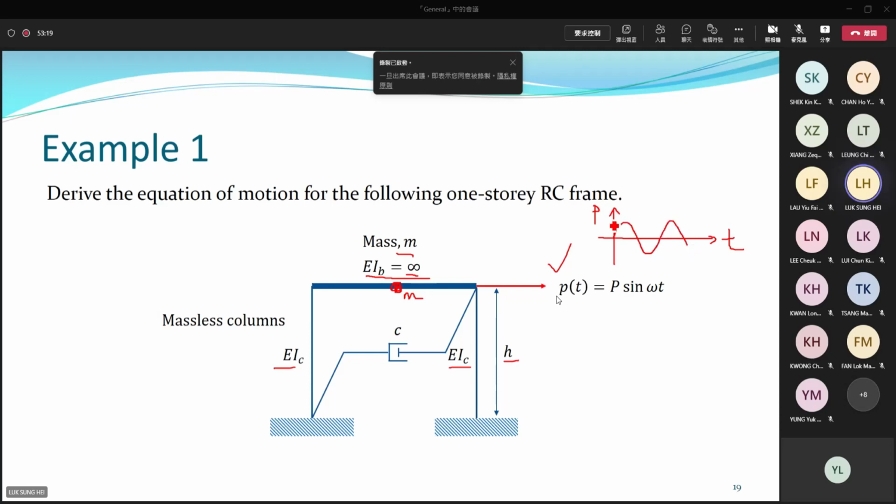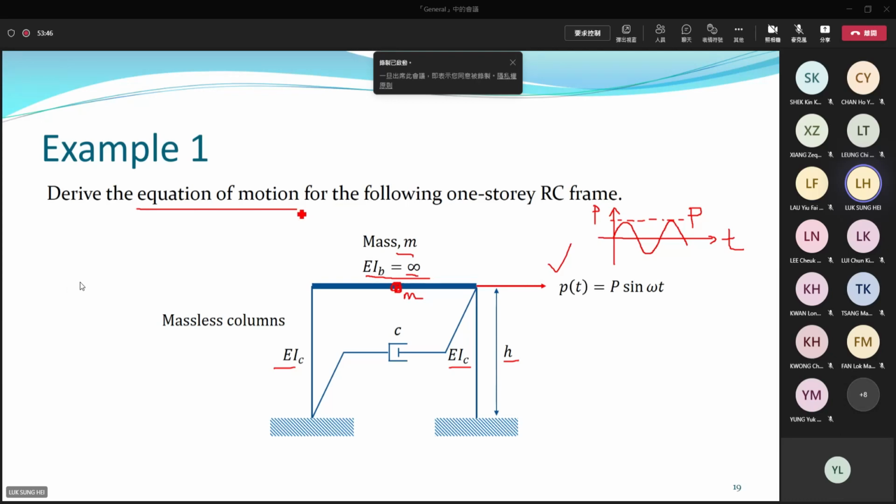And the magnitude is equal to P, capital P. It's not a constant, but a time varying function. Maximum, minimum, alternatively, a sinusoidal force. But in these questions, we just asked you to formulate the equation of motion, not solving the response. You will know how to solve this response not very soon.